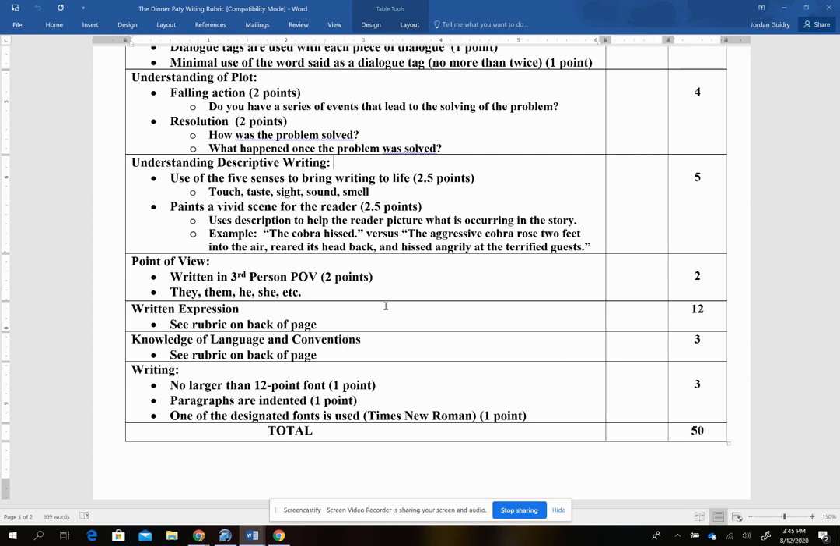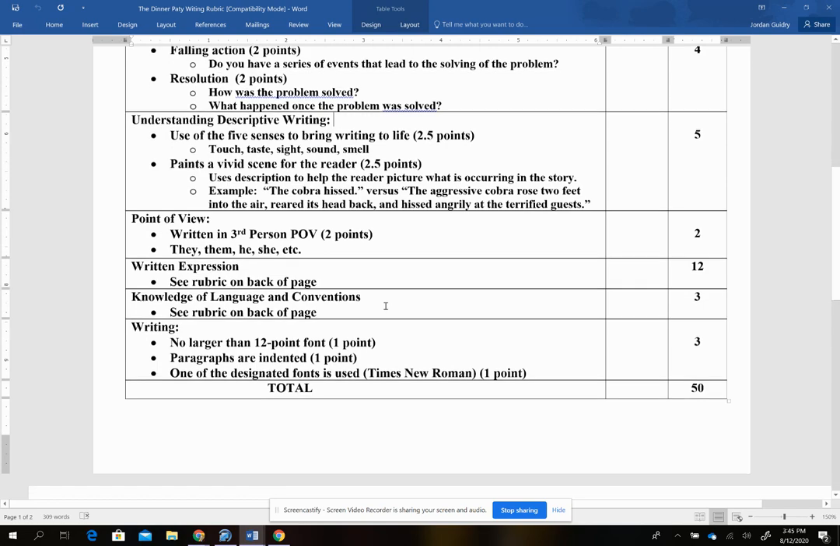Paragraphs are indented. So did you indent every single paragraph? That's 1 point. And then one of the designated fonts are used. I'm saying that you guys need to use Times New Roman. You can also use Courier New, but those are the 2 that are most common to use when writing.